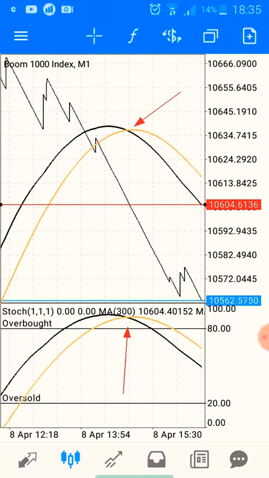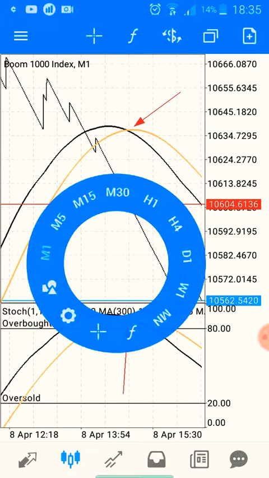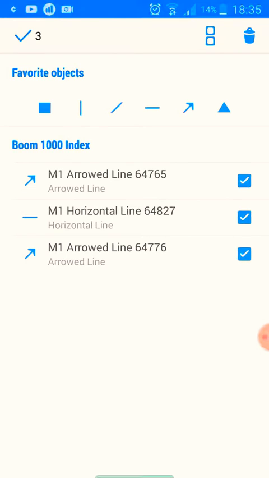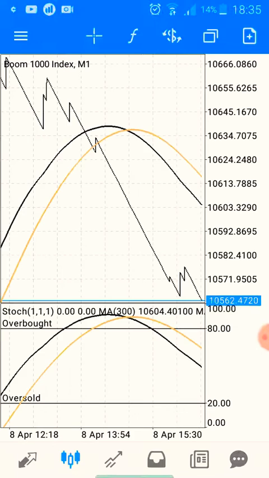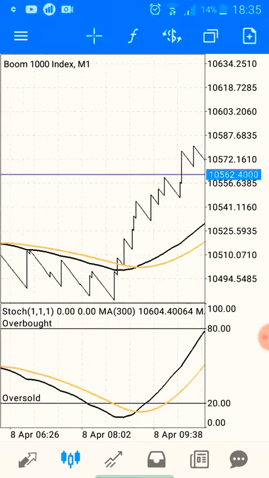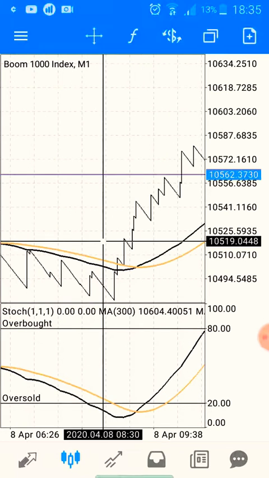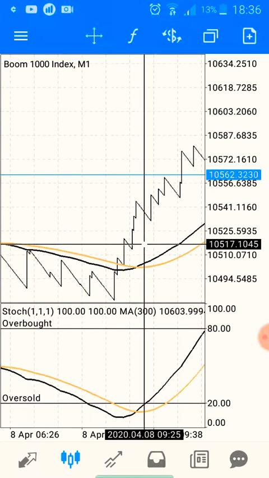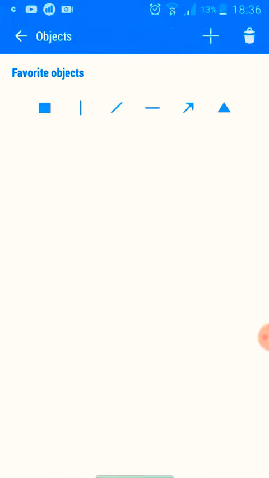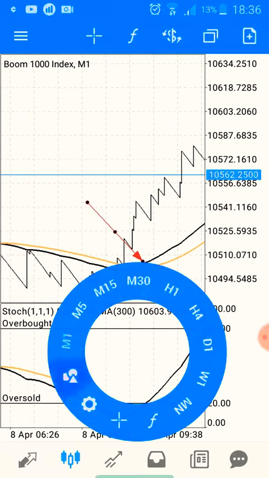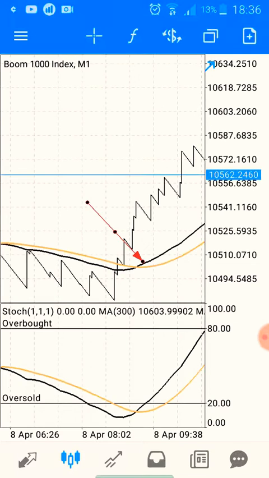Okay, let's look for another opportunity. This was a sell. Let's look for a buy. This is a very powerful strategy. People don't want you to know this. The guys out there, they use this strategy. Look, whenever there's this condition, there's a crossing here on the main chart, and then there is another crossing on the stochastic oscillator as well.